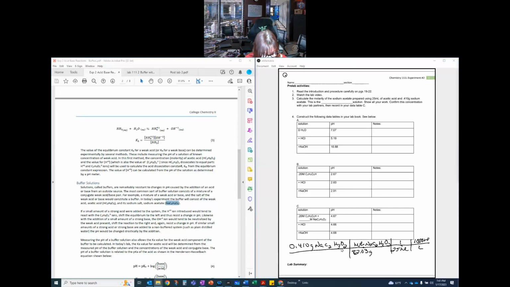So 0.410, divide that by the 82.03, divide that by 25, and multiply by 1,000. And I get 0.1999. Okay. So it's not an exact match, but it's pretty close. And that's the number that I need to put right here. 0.1999. So it asks you to calculate that molarity.